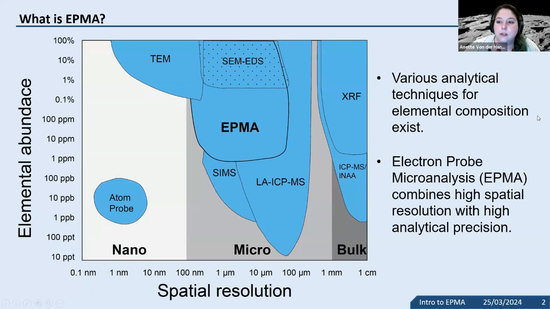So various analytical techniques exist for elemental composition, and here are a few. At the lower axis, you can see, let me see, yeah, this turns it into a laser pointer. You have spatial resolution, and here elemental abundances, and so we usually distinguish between bulk techniques, microanalytical techniques, and now we are getting into the realm also of nanoanalytical techniques. And electron microprobe analysis combines high spatial resolution down to a micron or below with high analytical precision.